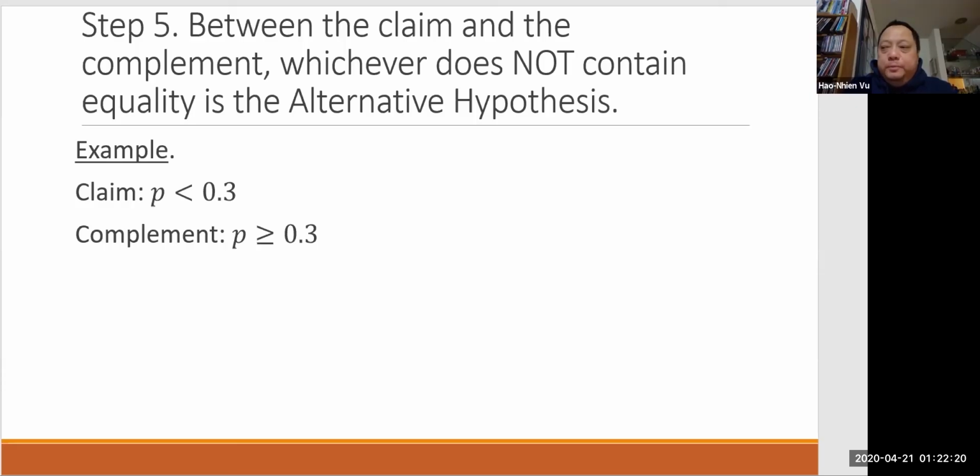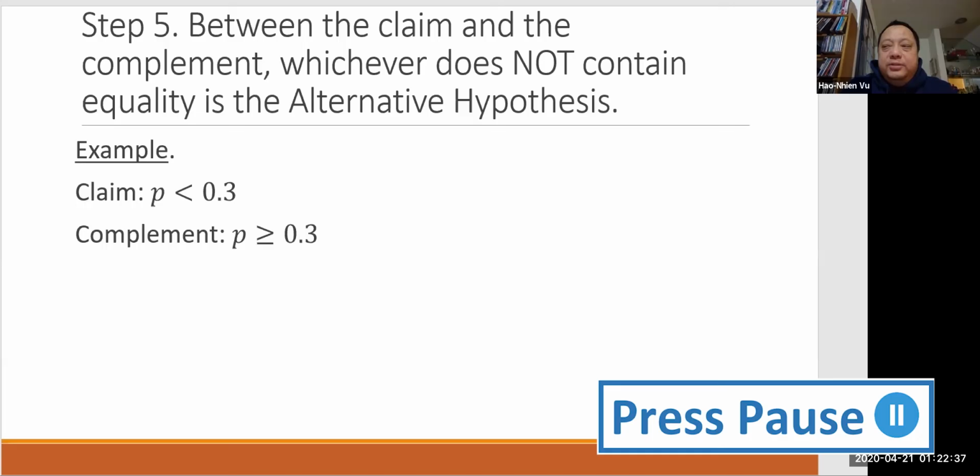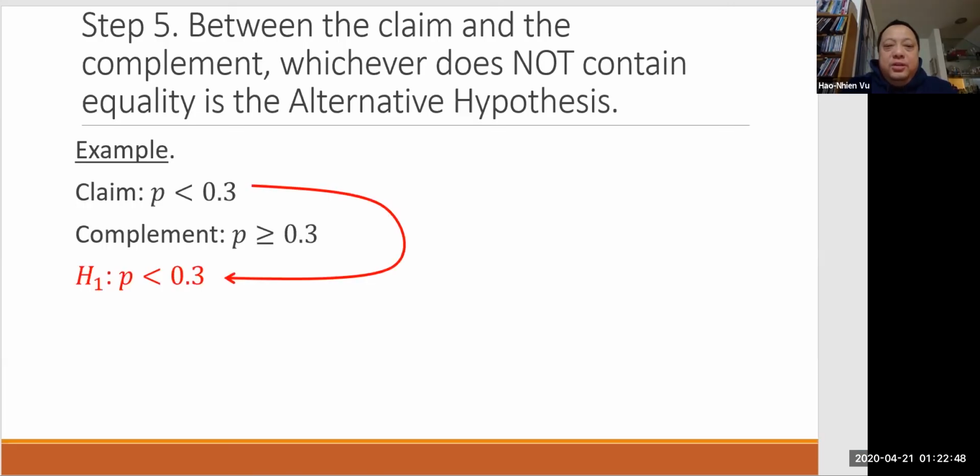So for example, we have the claim P is less than 0.3, and we have the complement P is greater than or equal to 0.3. Hit pause and write the alternative hypothesis. So the answer in this case is the claim, not the complement, because the complement includes equality as part of the greater than or equal sign. So it will not be the alternative hypothesis. In this case, the alternative hypothesis will copy the claim.